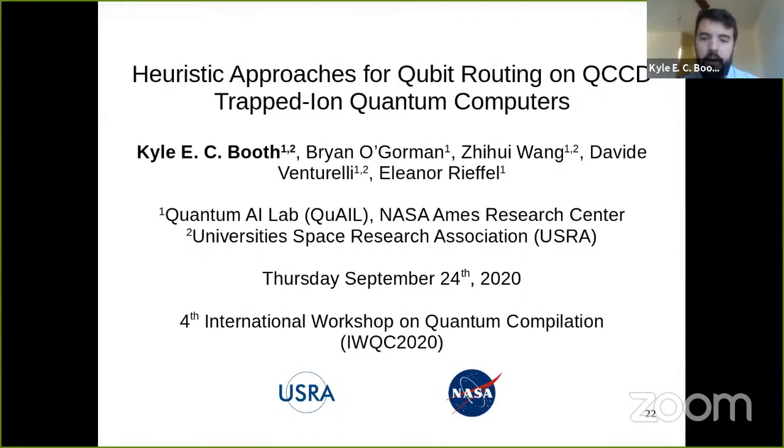So we're currently working on a formal complexity class assignment for this problem. We suspect it's NP complete. There exist various proofs in the literature that qubit routing swapping for superconducting architectures is NP complete. I suspect a similar situation is involved here, but we haven't actually formally proven this yet.